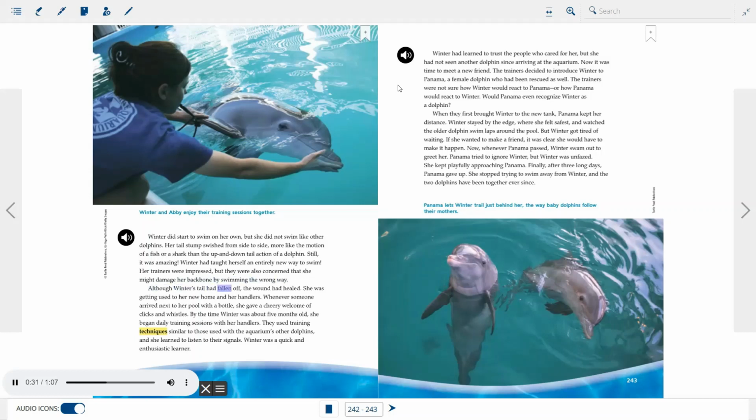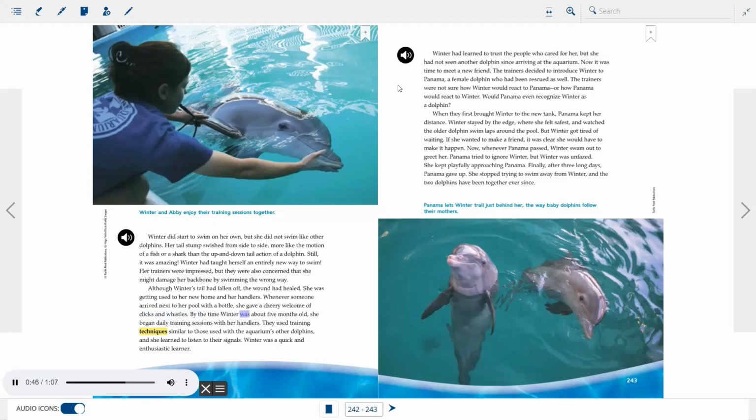Although Winter's tail had fallen off, the wound had healed. She was getting used to her new home and her handlers. Whenever someone arrived next to her pool with a bottle, she gave a cheery welcome of clicks and whistles.